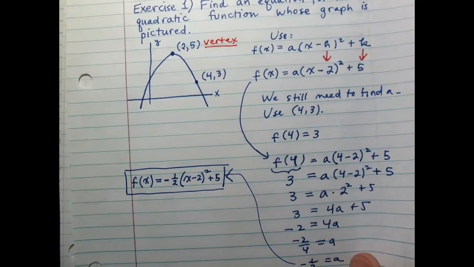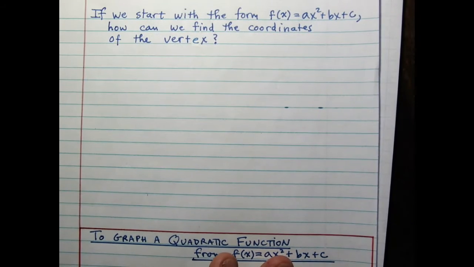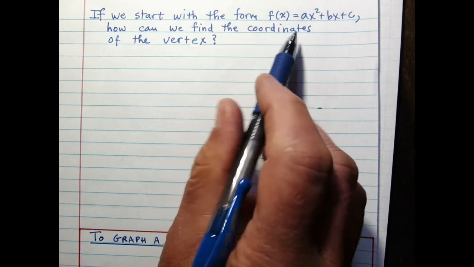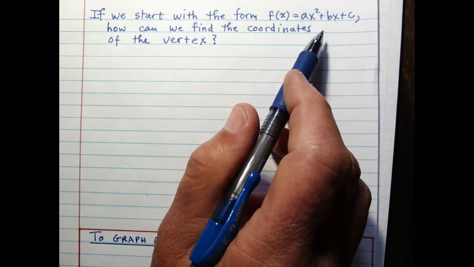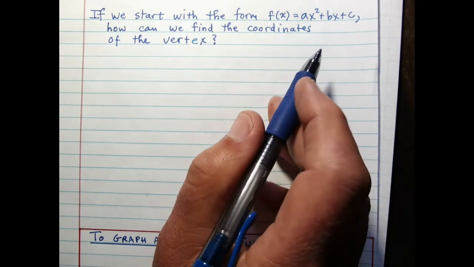Okay, now let's go on to the next page here. And what I want to do is really, we want to be able to work from that ax squared plus bx plus c form of the formula for a quadratic function. And the one thing we don't get easily from this formula are the coordinates of the vertex. That's what that standard form is useful for.